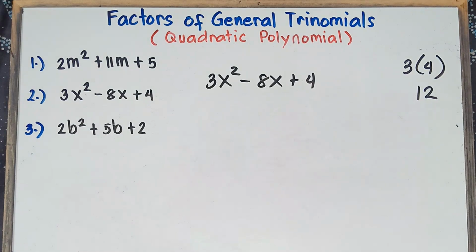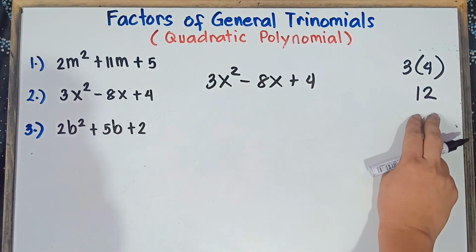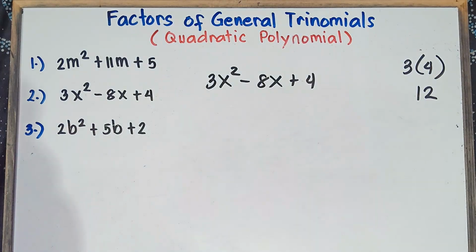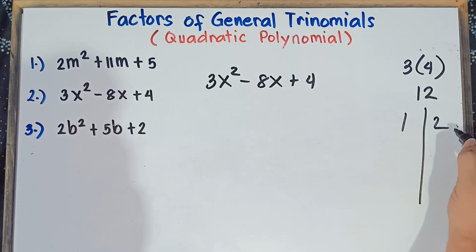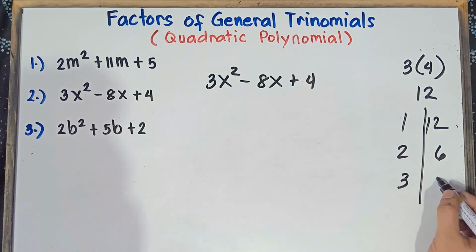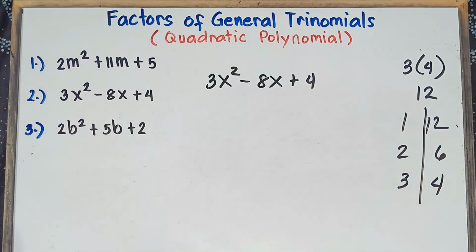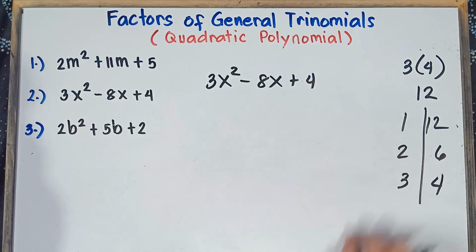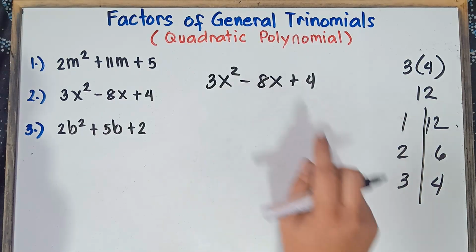Next step, class, you find two numbers that when you multiply the two numbers, you will get positive 12. When you combine the two numbers, you will get negative 8. What are the factors of 12? That's correct. We can have 1 times 12, 2 times 6, 3 times 4, right? Now, which of these numbers can give us 8? For 1 and 12, if we combine, that would be 13. If we subtract 12 minus 1, that would be 11. Therefore, it is impossible that we can get negative 8 or 8.